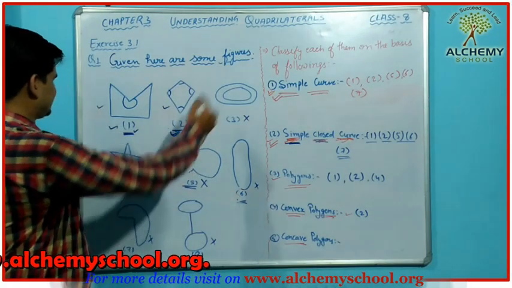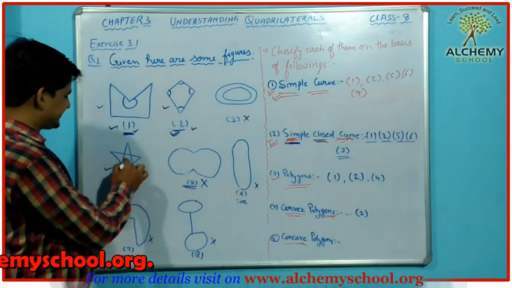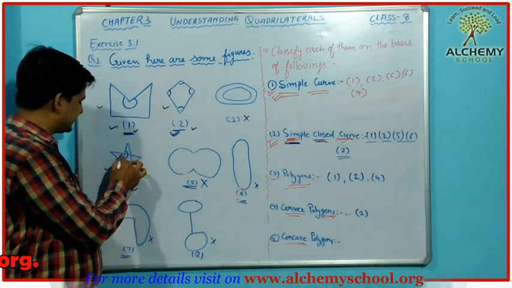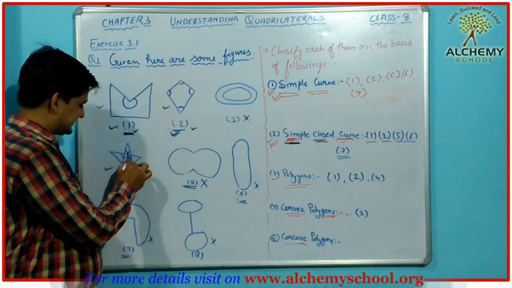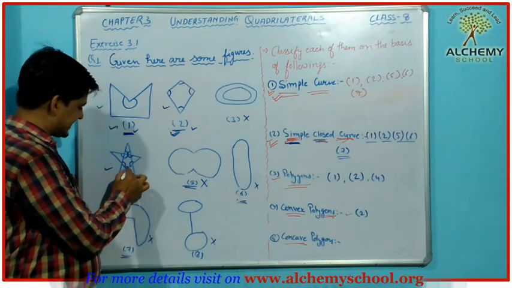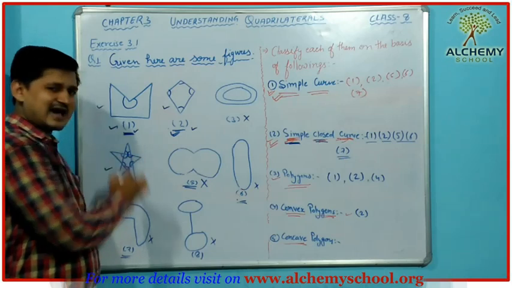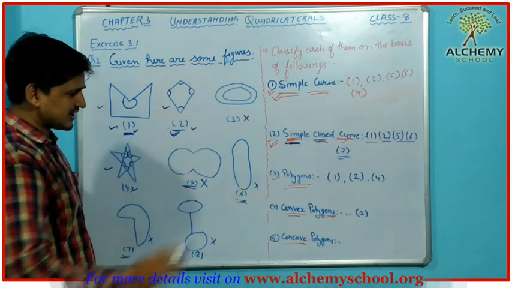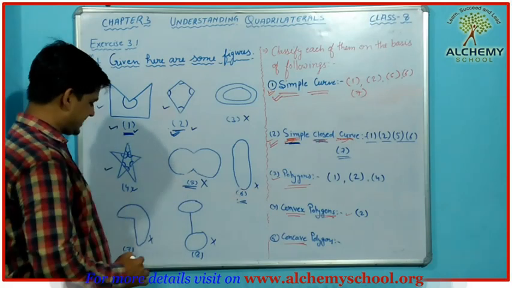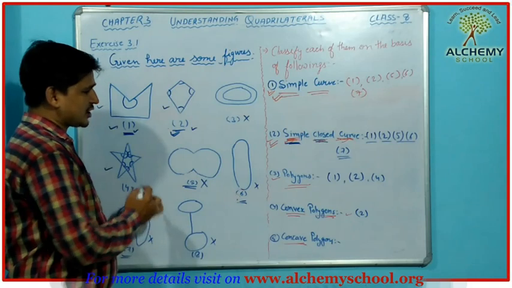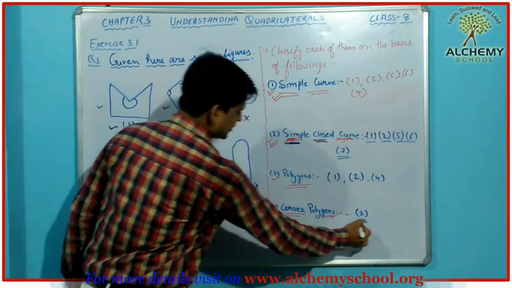When we observe the next figure, in this figure this is a polygon. But when we observe these angles, these angles, these angles, these angles, and these angles are more than 180 degree. So this is also not a convex polygon. So here we have only one polygon that is convex, that is figure 2.